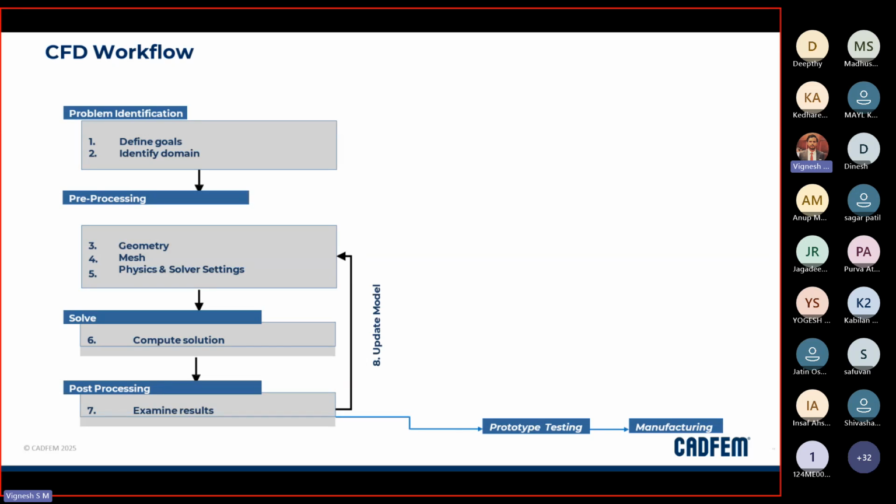Next, defining the domain. I need a geometry, and I should understand how much domain I need, because blockage ratio matters a lot. Once the CAD model is there, let's start meshing it. Once the domain is created, we need to think about what physics and solver settings I need. It purely depends on how accurate you need the answer and how fast you need it to be solved, based on the computational capability. Once you compute the results, you can examine them, and once the results are satisfactory, you can go to prototype testing and manufacturing.